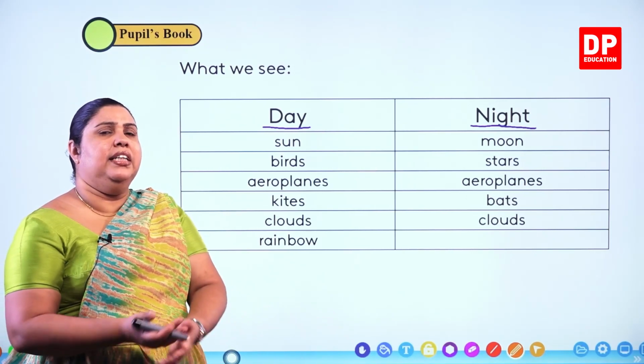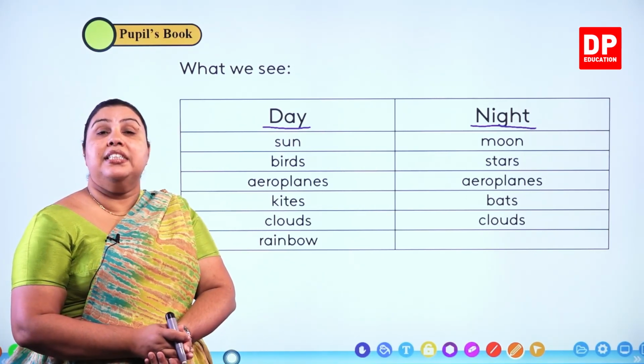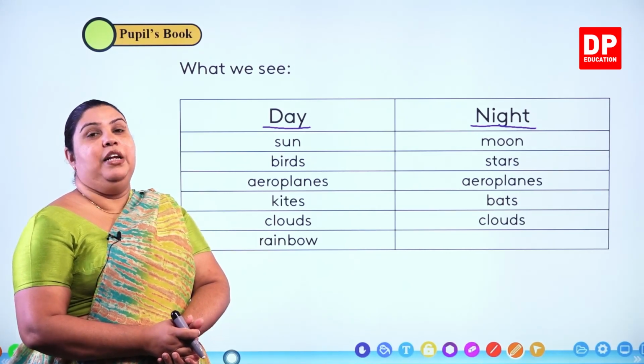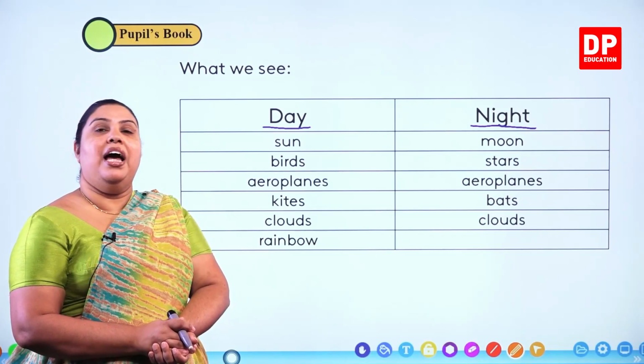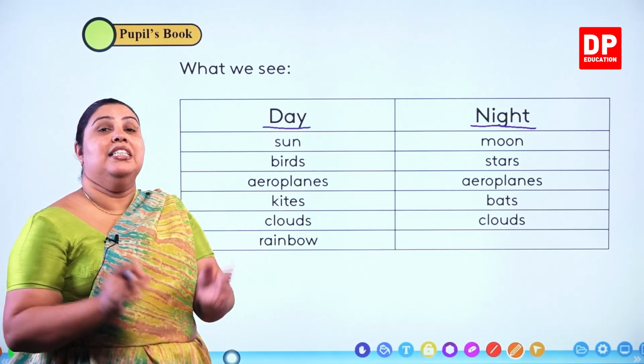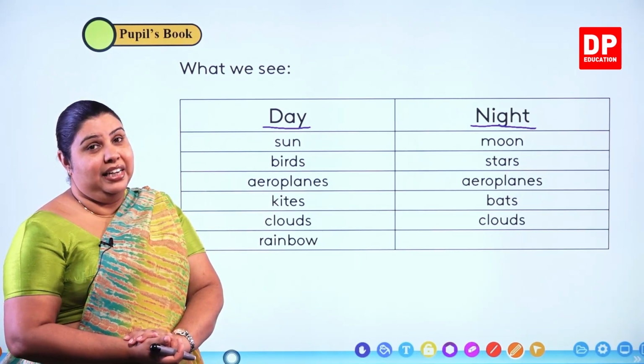How many colors are there in the rainbow? There are 7 colors. Rainbow එකේ colors 7ක් තියෙනවා පුතේ. Nice, bright and beautiful colors. 7 colors are there in the rainbow.